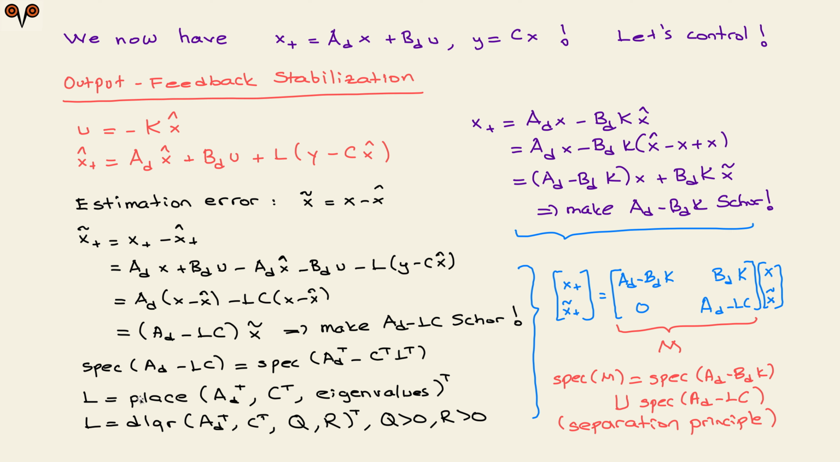Basically, all you need to do to compute L, if you want to use the place command, you use AD transpose, C transpose. The resulting matrix will be n by n. Include your n desired eigenvalues. Don't forget to take the transpose. If you would like to use DLQR, use this for dimension appropriate Q and R, positive definite matrices. You are going to get your L matrix using one of these methods that will make AD minus LC Schur. Of course, DLQR will do this automatically. You need to choose eigenvalues here for the place command inside the unit circle once again.